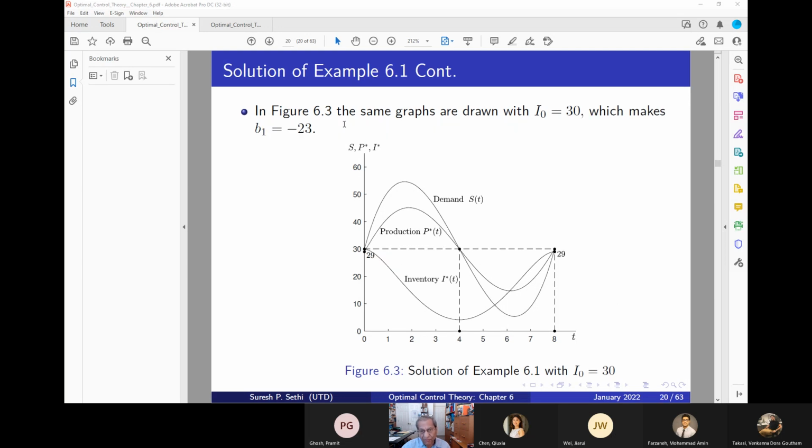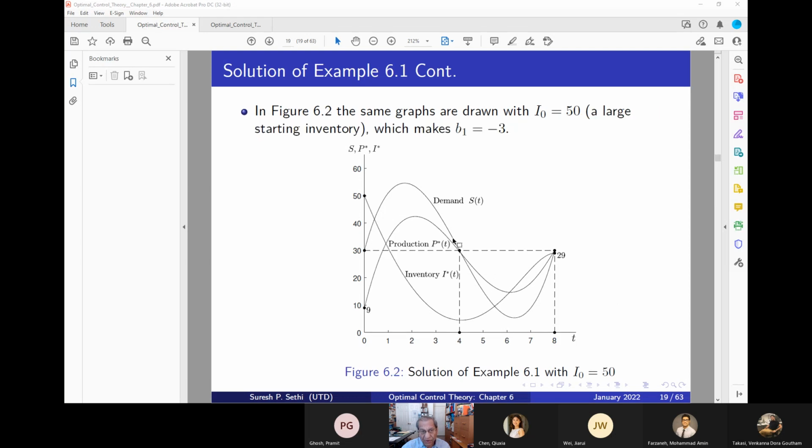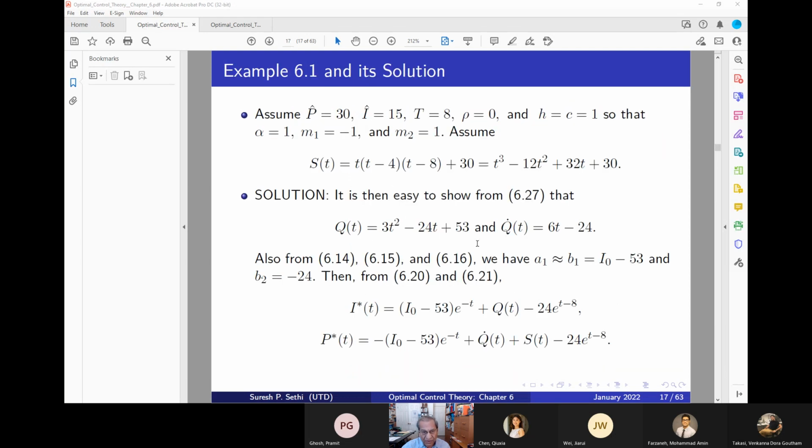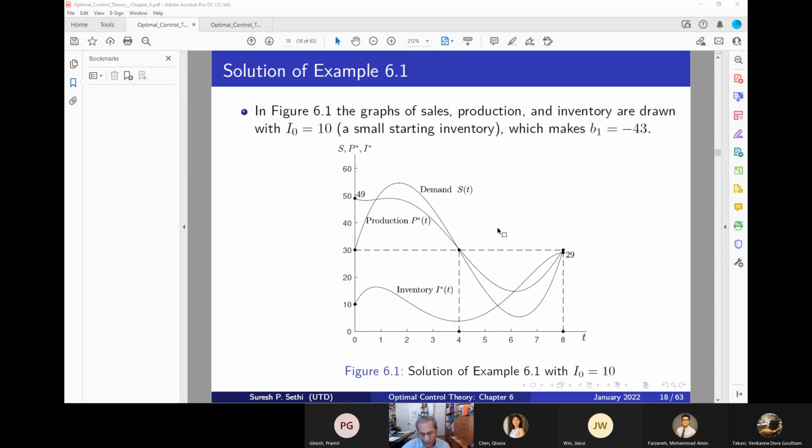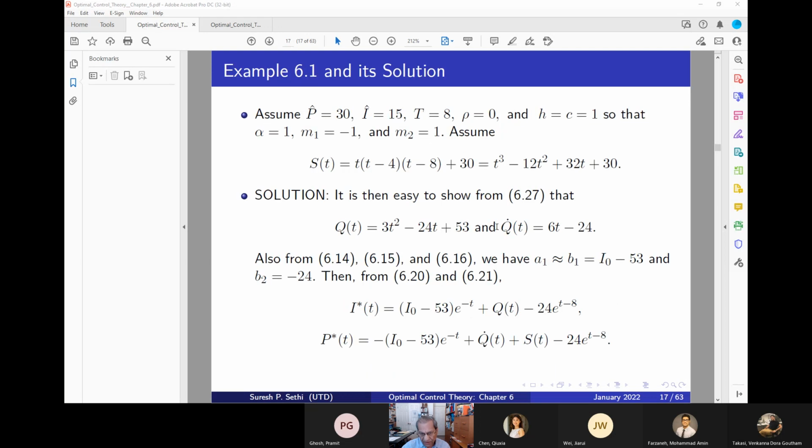Now let's assume that the inventory is 30. We remember Q0 was 30, I think. What is Q0? Where's Q0? Q0, this is 0, this is 0. Q0 is 53. Q0 is 53, okay.